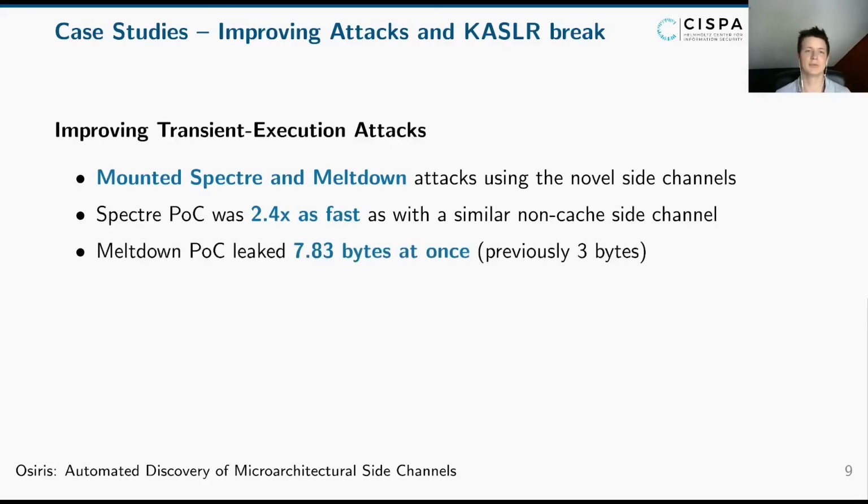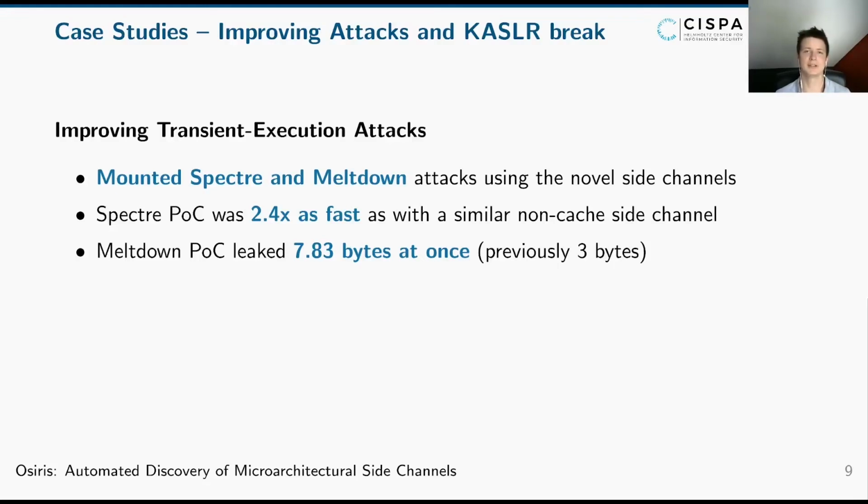And our Meltdown proof-of-concept, using one of our side channels we named Stream+Reload, was actually able to leak almost 8 bytes at once, whereas previous work was only able to leak up to 3 bytes at once. So we think it's fair to say that our side channels can be used to improve the performance of actually known or yet known transient execution attacks.